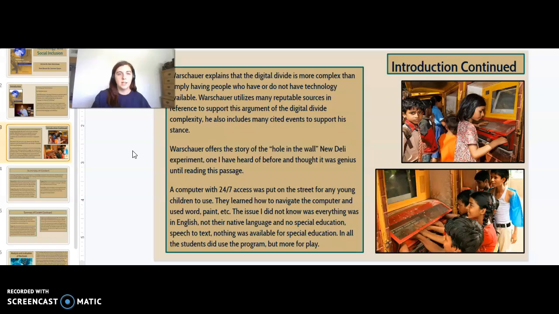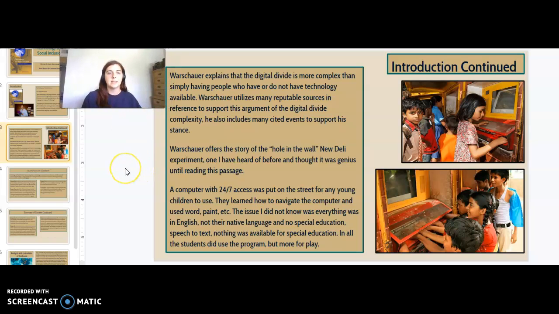So, an introduction. Again, Warschauer explains that the digital divide is more complex than simply having or having no technology. He uses the resource tool of the Hole in the Wall story, which I had heard before in a TED Talk in a previous class, where they highlighted this experience in a positive way. In the book that I read, this is highlighted in a slightly different way.